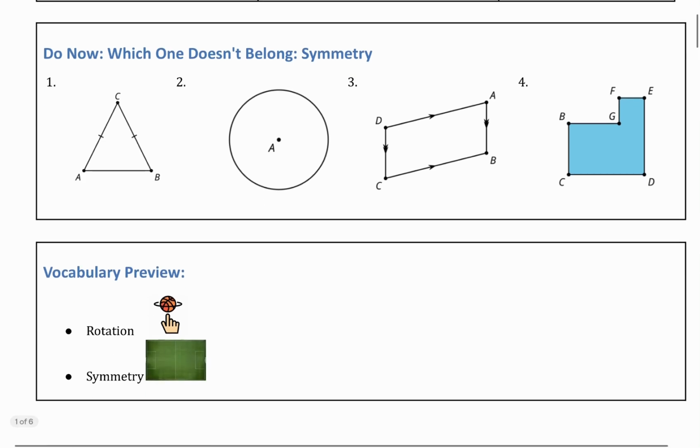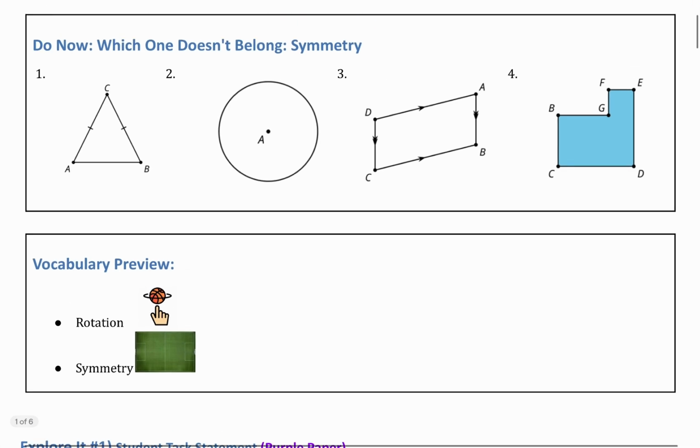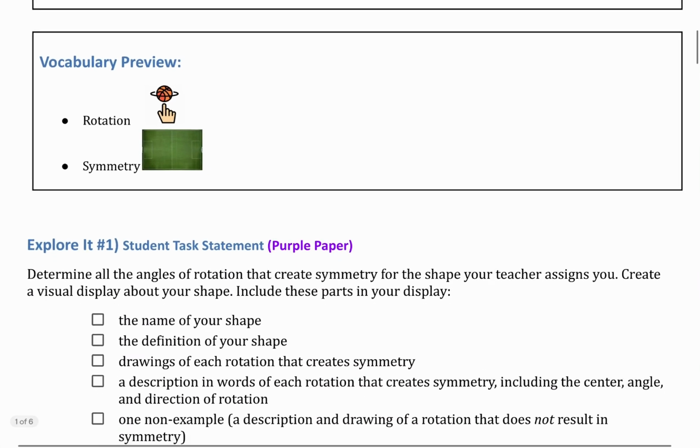Try out the do now. Which one doesn't belong? Stop and jot a thought and say why, and be ready to share out in class if we review together, but I'm gonna move on.